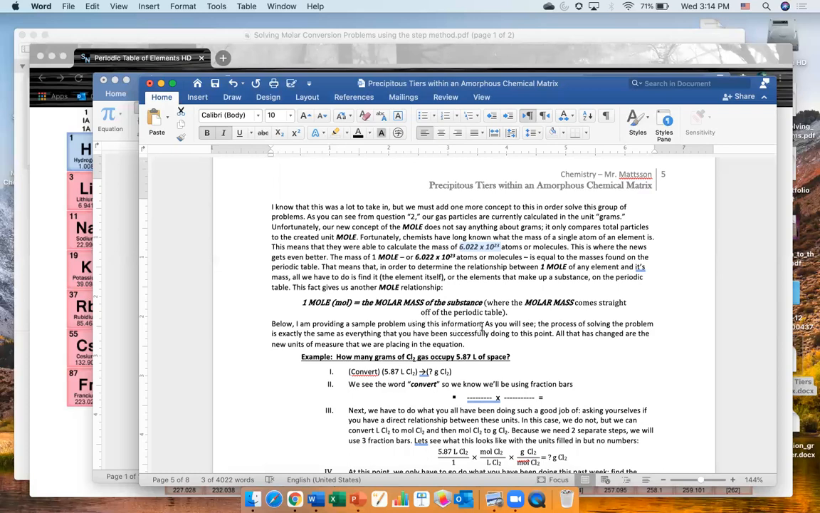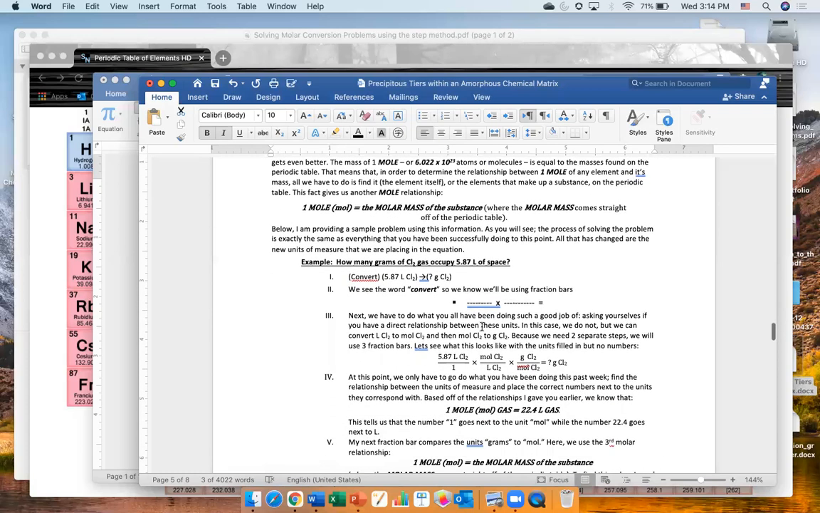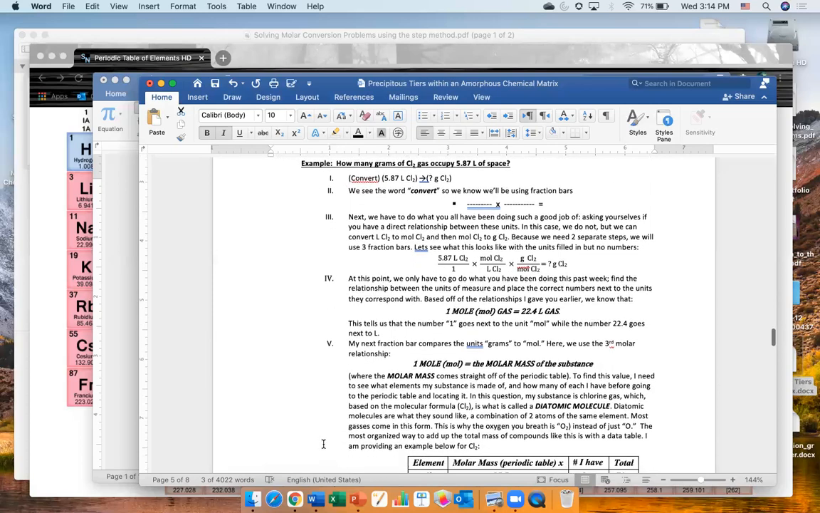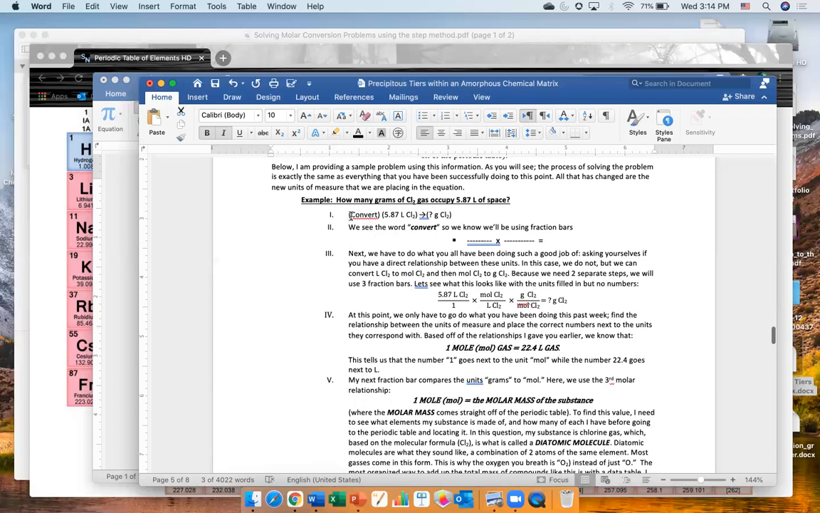As you'll see, the process of solving the problem is exactly the same as everything that you've been doing successfully to this point. All that's changed are the new units we're placing in the equation. These are the steps I told you last class that I created for unit conversion questions. What makes these so difficult is that these units could be anything. There are an almost infinite number of units you could be converting from and into.